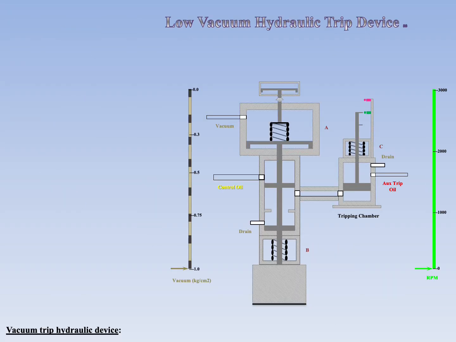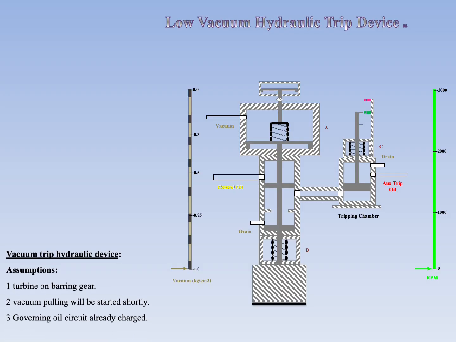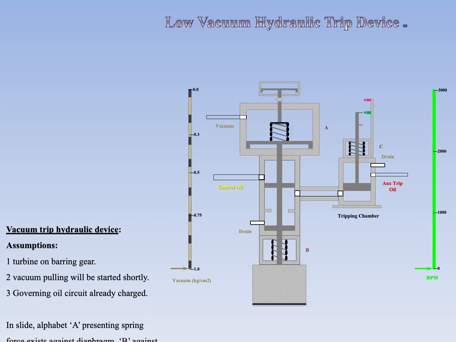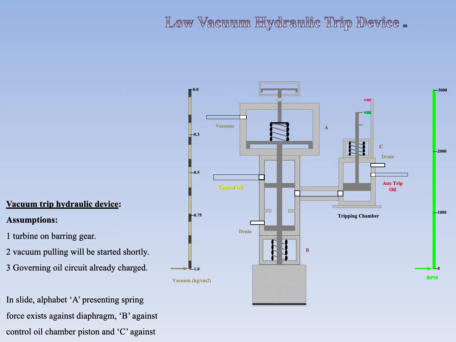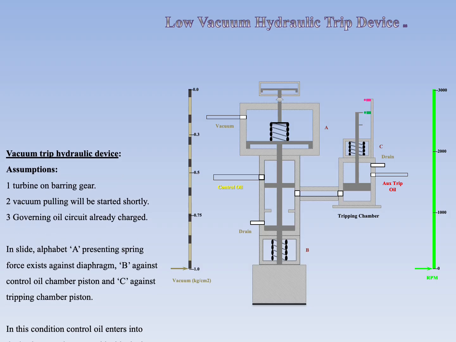Vacuum trip hydraulic device. Assumptions: 1. Turbine on barring gear. 2. Vacuum pulling will be started shortly. 3. Governing oil circuit already charged.